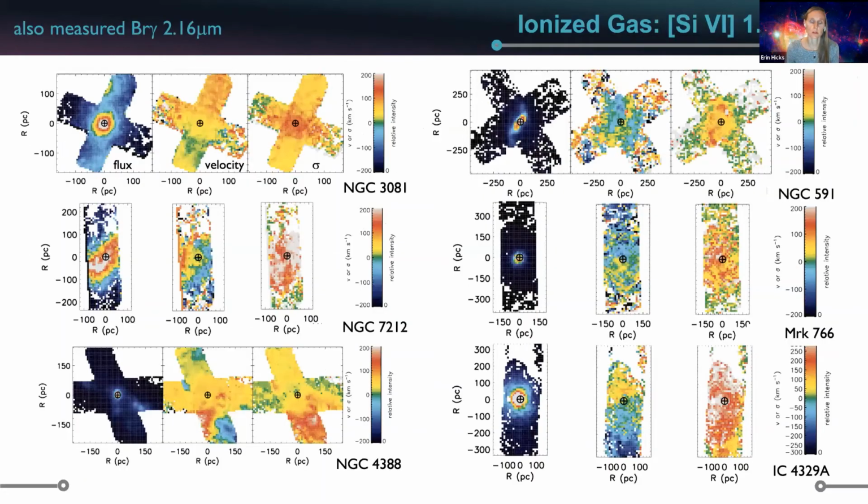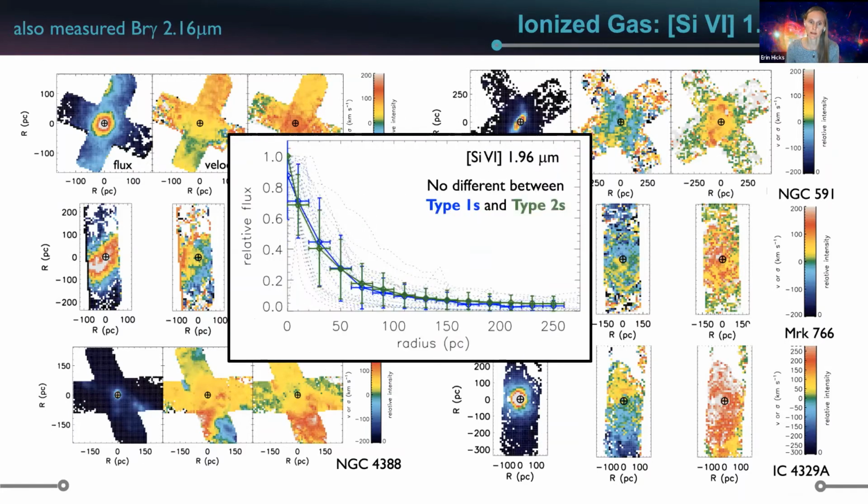We also measure the ionized gas traced by the silicon-6 line, as well as Brackett gamma emission. What we find for this sample is that the ionized gas is more centrally concentrated. We also see it's structured in a cone structure in many of these cases. When we, again, take the azimuthal average of that flux distribution, we find the half-width half-max in these galaxies is more like 25, 26 parsecs. This is suggestive potentially of a different ionization mechanism for the ionized versus molecular gas phases.